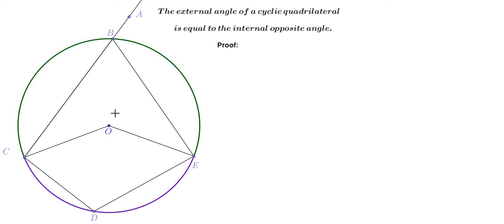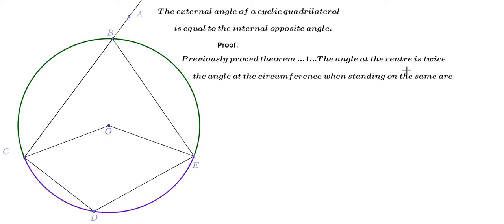Now the proof, as you probably realise, relies on the previous theorem that we had a look at, namely that the angle at the centre is twice as much as the angle at the circumference. So we'll put that rule in. Previous theorem: the angle at the centre is twice the angle at the circumference when standing on the same arc. We proved that previously, we're not doing it here, but we need it in order to prove this particular theorem: the external angle of a cyclic quadrilateral is equal to the internal opposite angle. I'll put it down there once so I don't have to keep writing it, and I can just refer back to it.